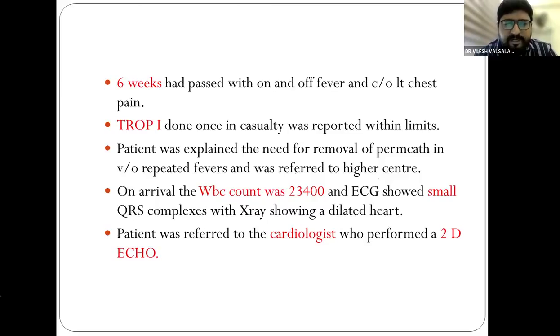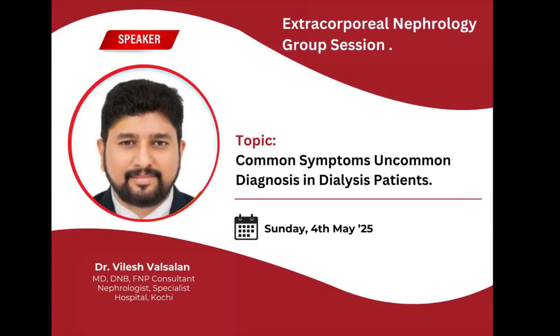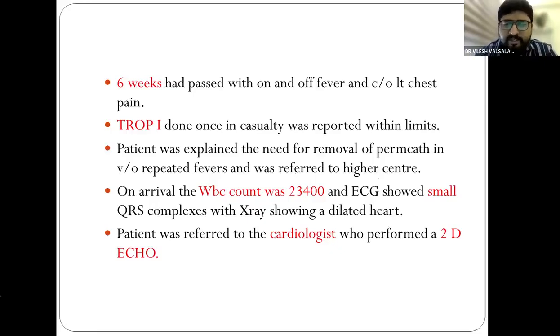Now when the patient arrived here, the WBC count was 23,400. So in spite of whatever antibiotic treatment the patient received, the count was very high. The ECG was showing some small QRS complexes and the X-ray showed a dilated heart. So there was a high count, a dilated heart on X-ray, and some small QRS complexes in the ECG.